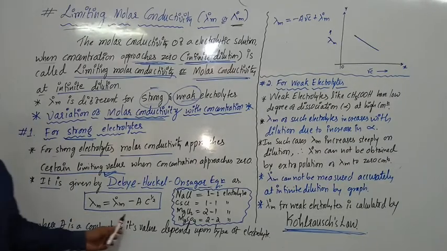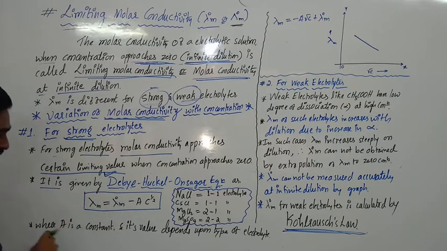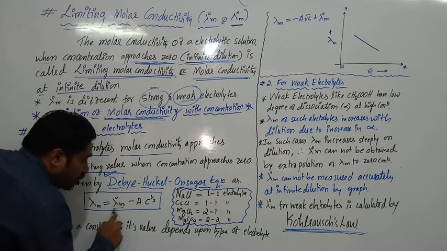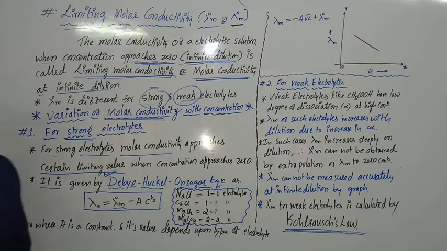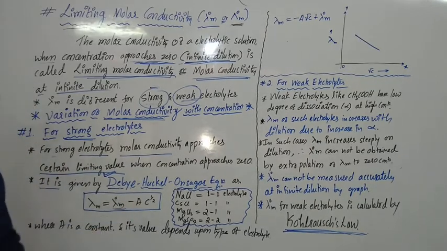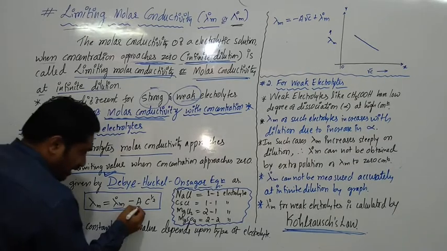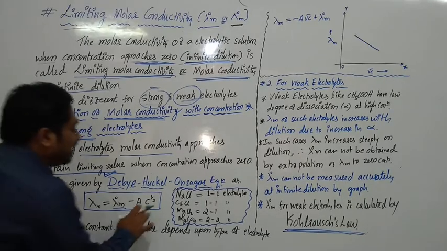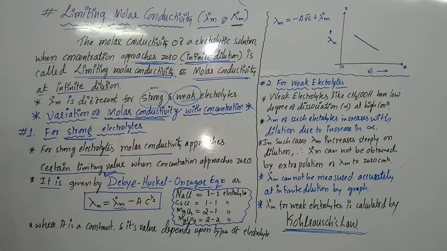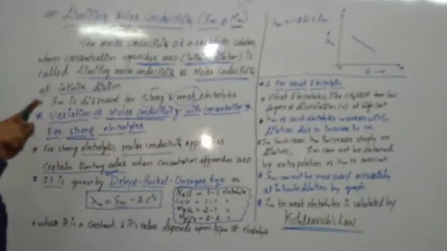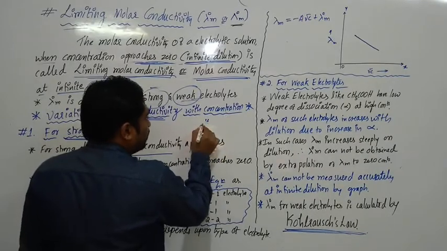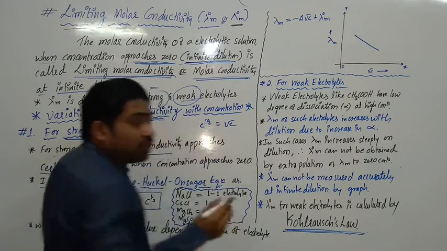We know almost all the terms except one. Lambda m is the molar conductivity. Lambda naught m is the limiting molar conductivity. Where a is a constant, and c is the concentration. Raised to 1 by 2 means root. So c raised to 1 by 2 is equal to root c.